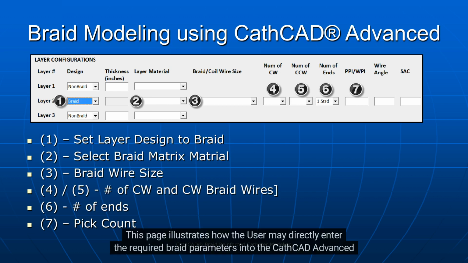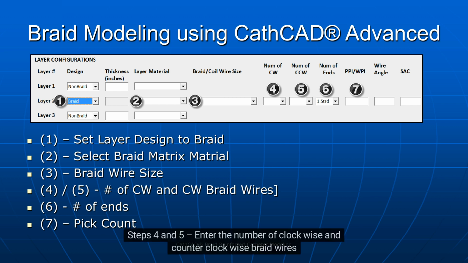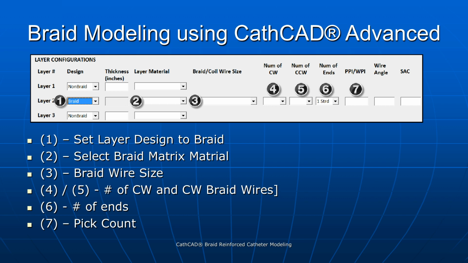This page illustrates how the user may directly enter the required braid parameters into the CathCAD advanced software package. Step 1, set the layer design to braid. Step 2, select the braid matrix material. Step 3, select the braid wire size. Steps 4 and 5, enter the number of clockwise and counterclockwise braid wires. Step 6, select the number of ends. Step 7, enter the pick count.